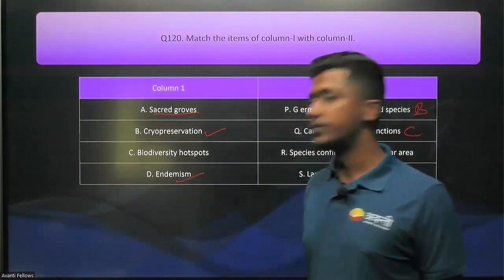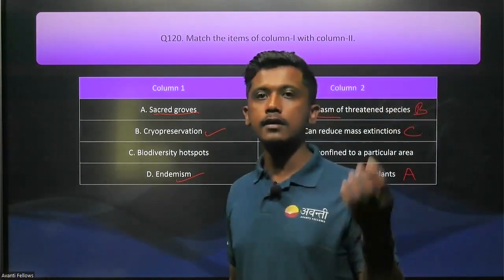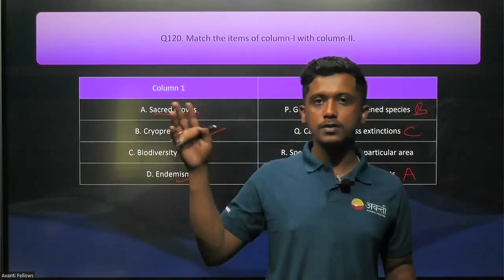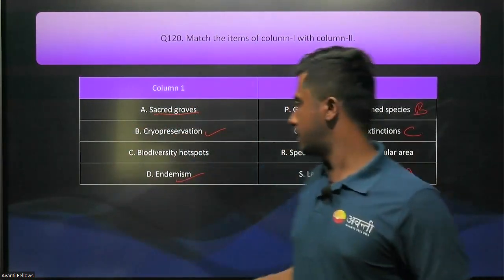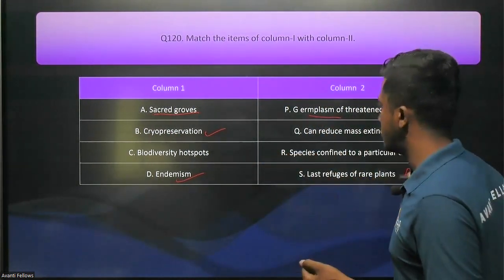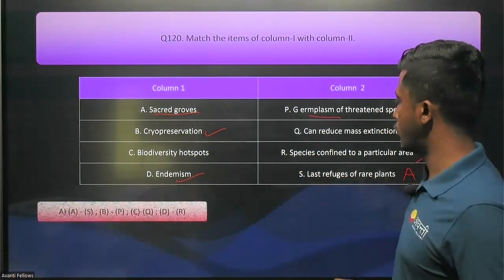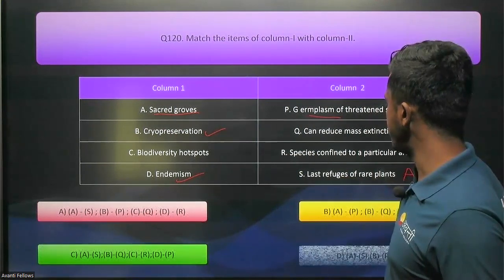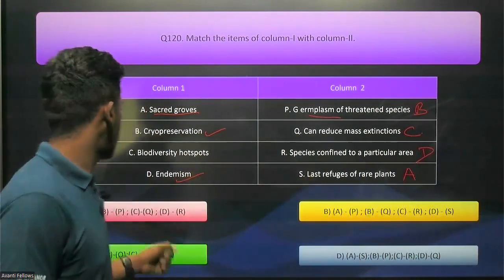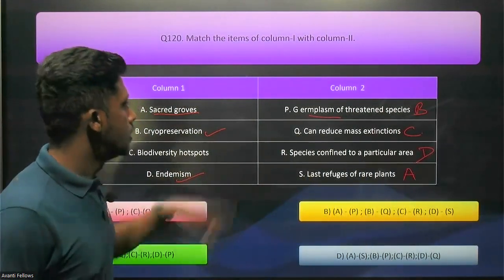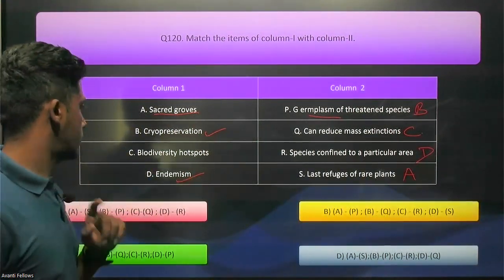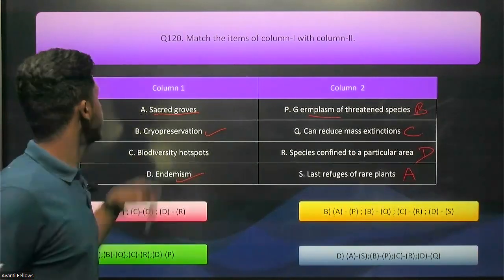Next one is endemism. Endemic species or endemism are the organisms which are restricted to a particular habitat. For example, you have snow leopards in Himalayas, right? And these are called endemic species. Kangaroos from Australia. So this is D. So let's look at our options. A, B, C, D. So we know that our A is S, sacred groves, last refuge for plants, and cryopreservation is preservation. That is B is P, C is Q, and then D is R. So our option is A for this question, 120.